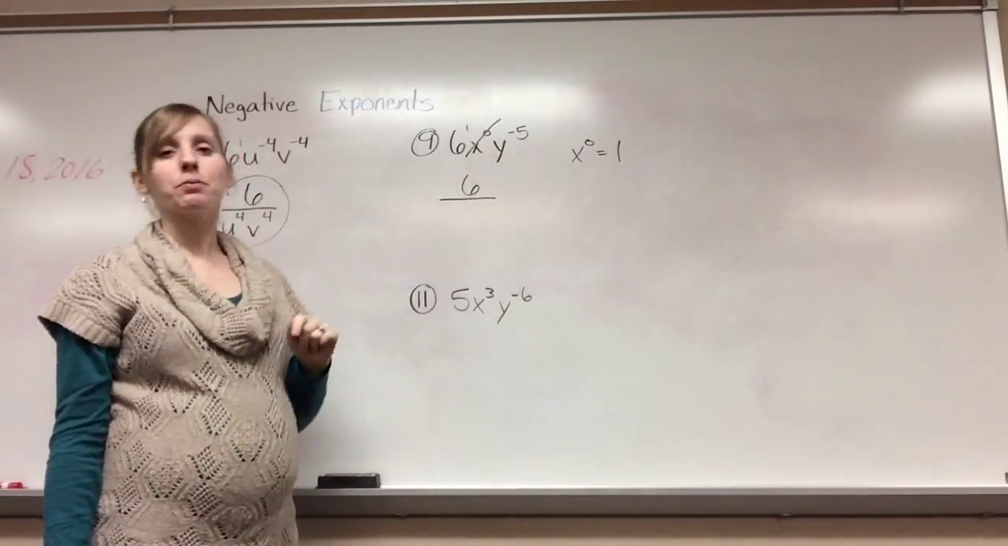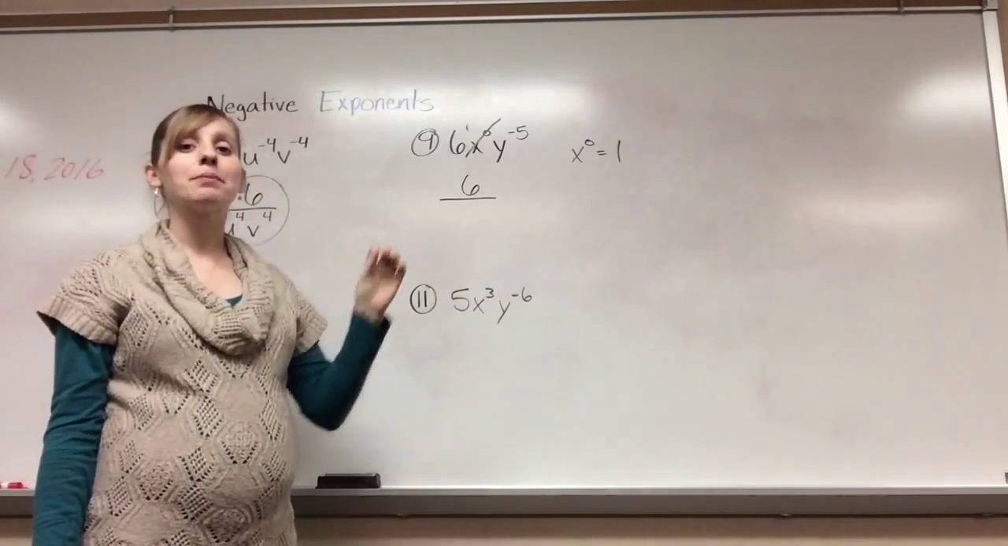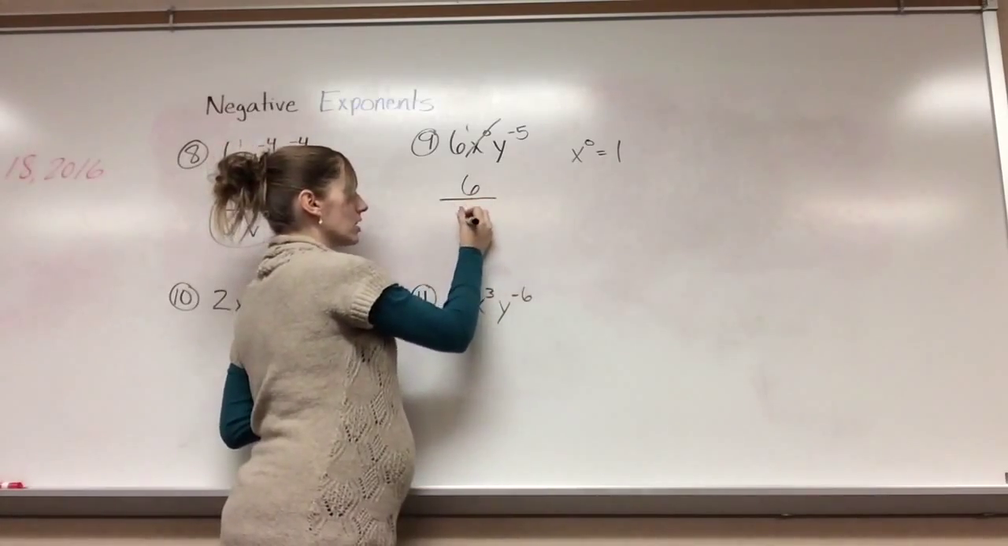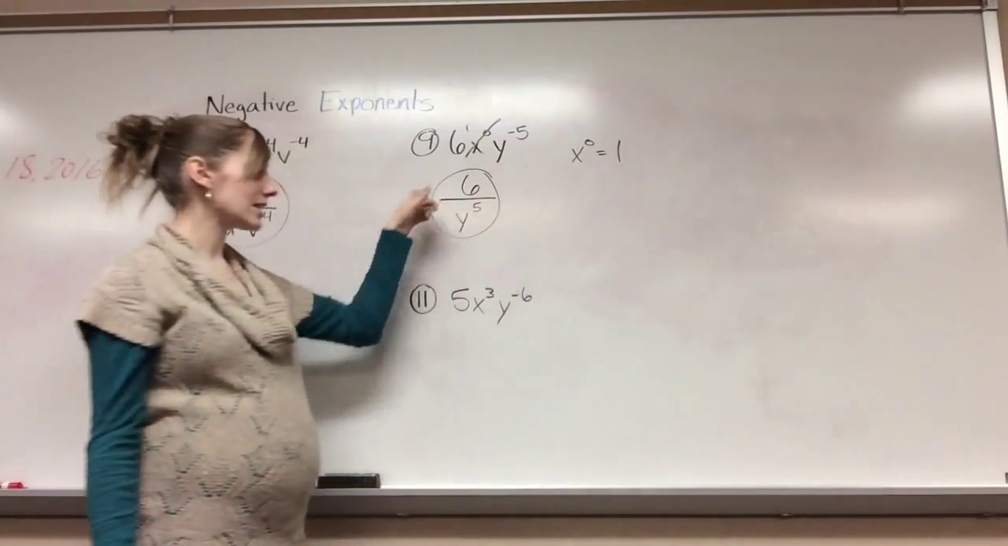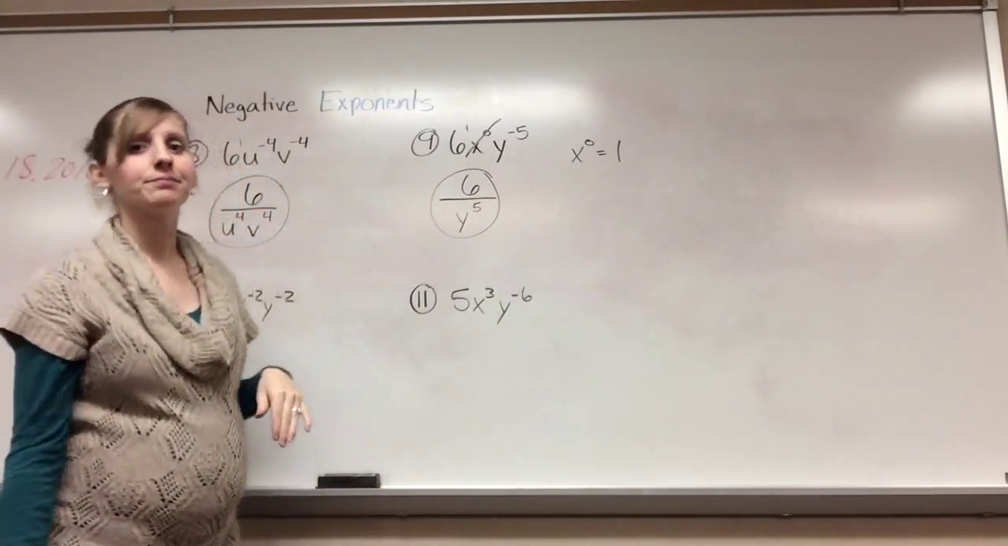After that, we need to work with y. Y to the negative 5th has a negative exponent, which means it belongs in the denominator of my fraction. I need to move it down. It becomes positive once it's where it's supposed to be. So this is 6 over y to the 5th. That's my solution for number 9.